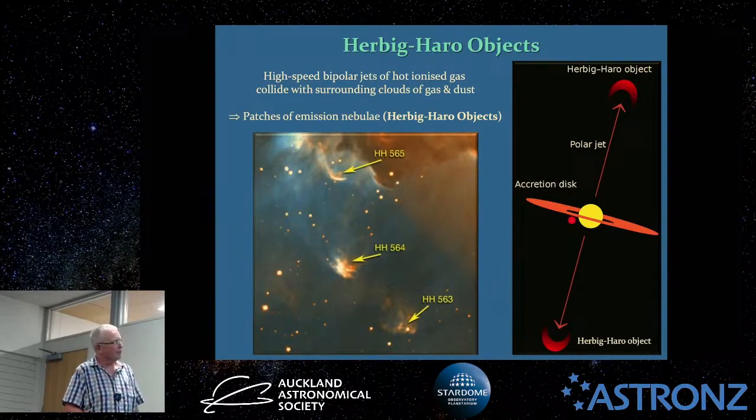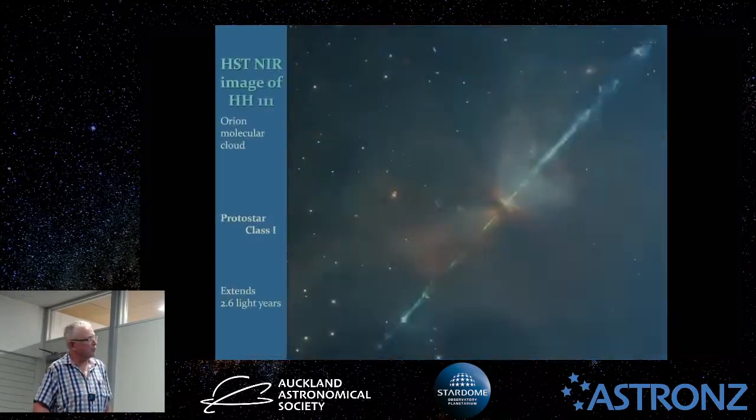Here's a nice little diagram of what's going on. Here's your accretion disk and your protostar. Look at these jets, and there's a bow shock there. And you get multiple bow shocks with the same jets quite happily.